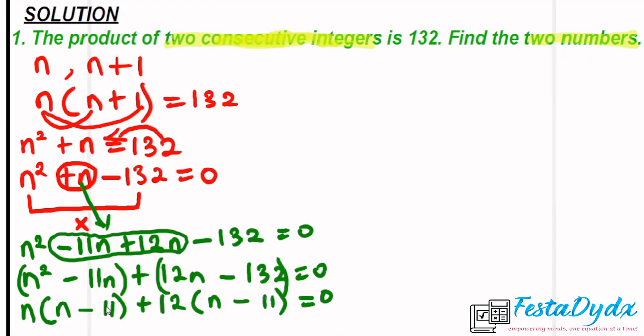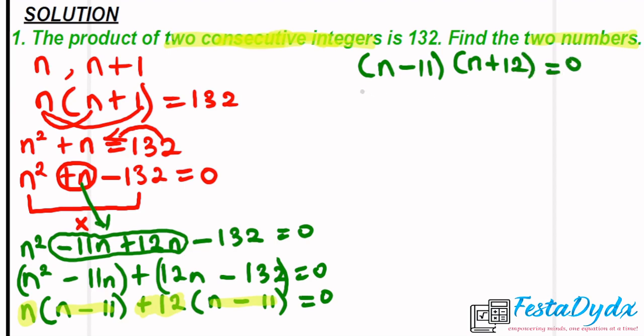Because we have n minus 11 here and we also have n minus 11 here, they are the same thing. So I'm going to pick one of them and then bring these two together. N and plus 12, I'm going to bring them together. Then n minus 11 and n minus 11, I'll just pick one. So I'll have n minus 11, then n plus 12 equal to 0.